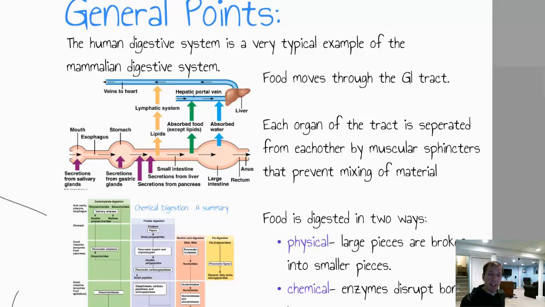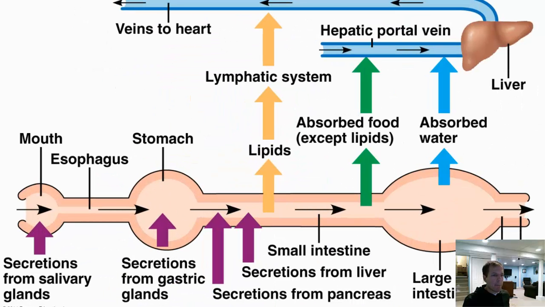We look at the human digestive system, and this is really symbolic of all mammalian digestive systems. Most of the same organs are going to be present in all of these. And so, as we look through, this diagram gives you a general picture of where all the organs are located and the movement of some of the materials.